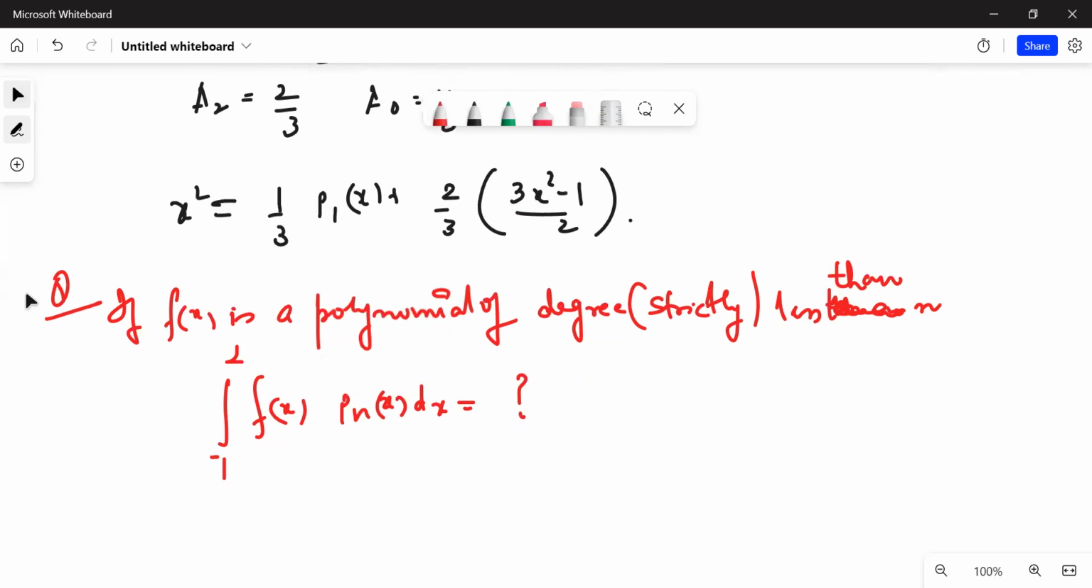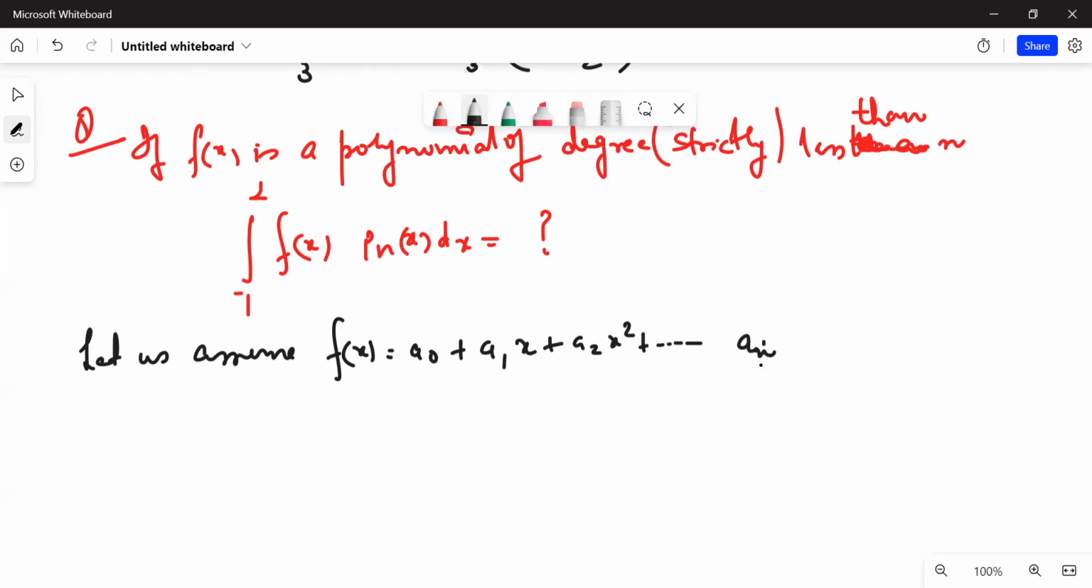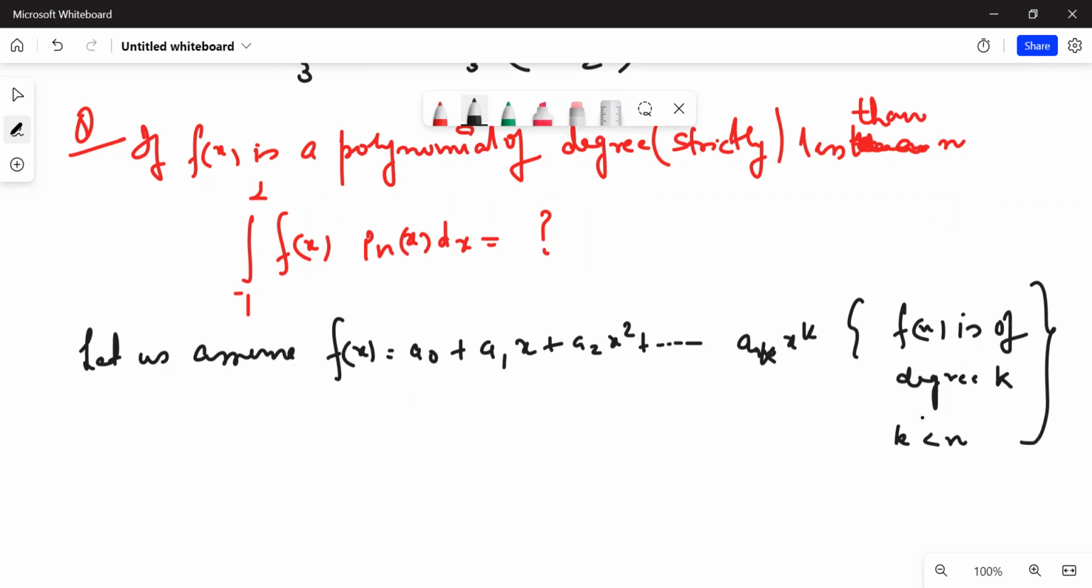What do you think the answer would be for this? So let us assume that the highest degree of f of x is, let's say, k. What you can say is that degree n minus 1 is the highest degree appearing in the Legendre's polynomial. So f of x can be written as, let's say, a naught plus a1 x plus a2 x square and so on up to a_k x to the power k. And let us say this f of x is of degree k, where k is strictly less than n. Is that clear?